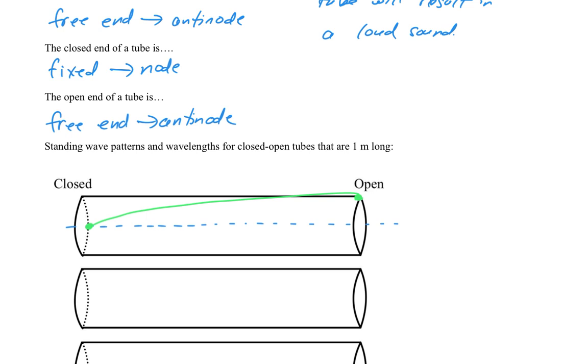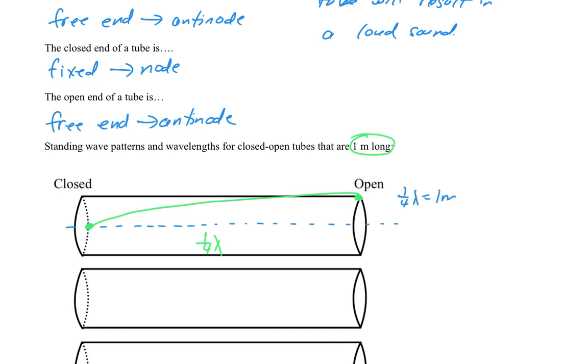And I can see, since that's from one node to the next antinode, that that's 1/4 of a wavelength. That's just a count. It doesn't tell me how long the wavelength is. I have no idea how long the wavelength is right now. But I do know that the tube is 1 meter long. So from the closed end all the way to the open end is 1 meter. Well, from the closed end to the open end, I counted 1/4 of a wavelength. So I can set those two equal to each other. So I can say 1/4 of a wavelength is equal to 1 meter.